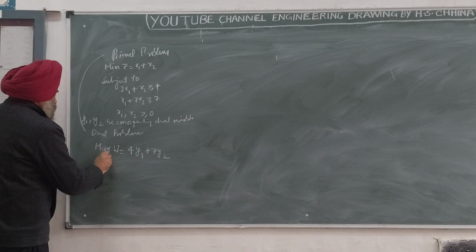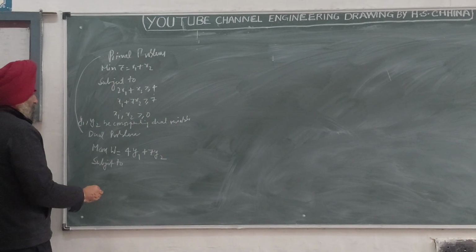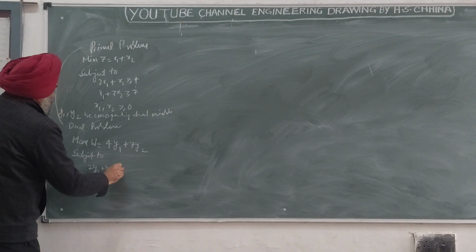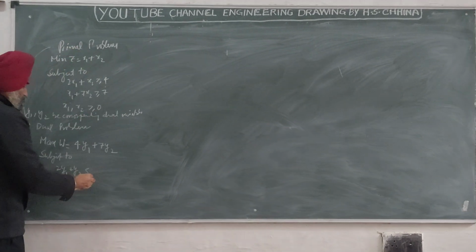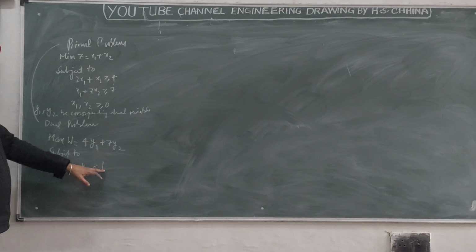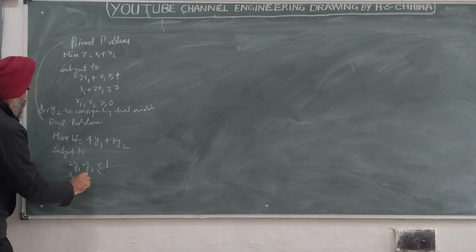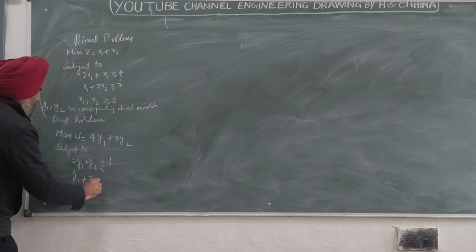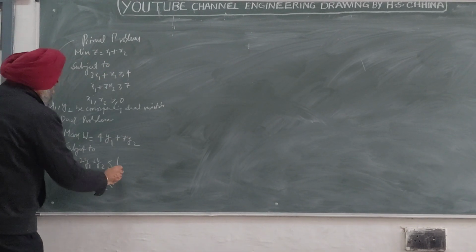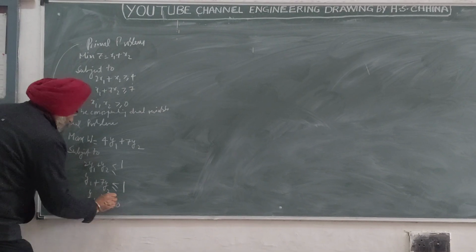So subject to, compare the x1: 2y1 plus y2 less than equals to 1. This is the value in the objective function of minimization, we find 1 into x1, so this is 1. Similarly compare x2, this is y1 plus 7y2 less than equals to 1, y1 comma y2 greater than equals to 0.